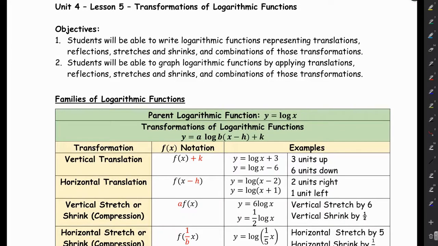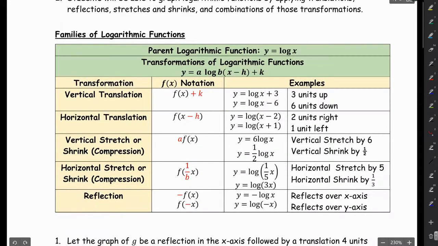Hi everyone, in this lesson we're looking at transformations of logarithmic functions. And this should look very familiar because earlier in the unit we looked at transformations of exponential functions. And nothing really changes at all when we're talking about transformations other than the actual function itself. Before we were looking at y equals b to the x, which was an exponential function. And in this case, the parent function we're looking at is y equals log of x. All the transformations are going to behave the exact same way.